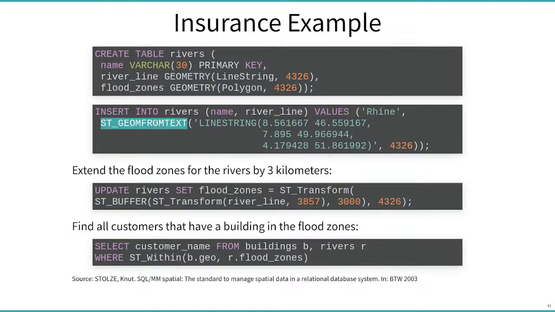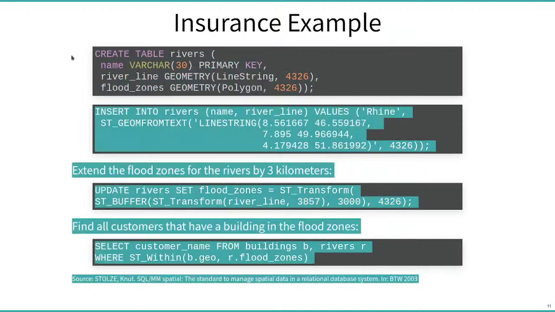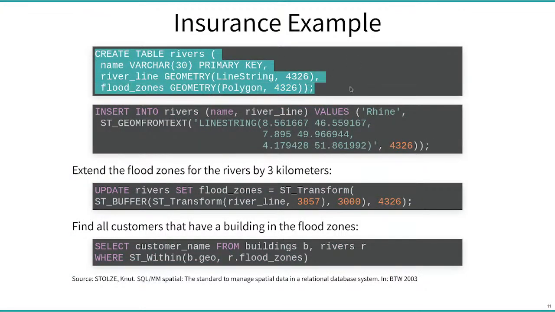And the same as before, I use the geom from text function as a constructor. This is basically my constructor. I give it a varchar as a string, and I get a geometric object, a line string. Yeah, and this is what I insert here. River Rhine has river line, which has the type geometry line string. So let's create it.